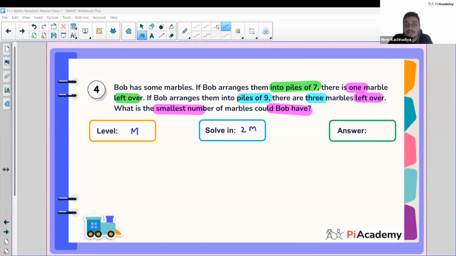See, they are arranging in piles of 7, and then 1 marble is left over, right? So as per condition number 1, what numbers are possible? You just have to think about the multiples of 7, and then you need to add 1. The first multiple of 7 is 7, and your possible number is 8. The reason is, if you arrange in piles of 7, then there is 1 remainder. So 8 is possible. Then the next multiple of 7 is 14.